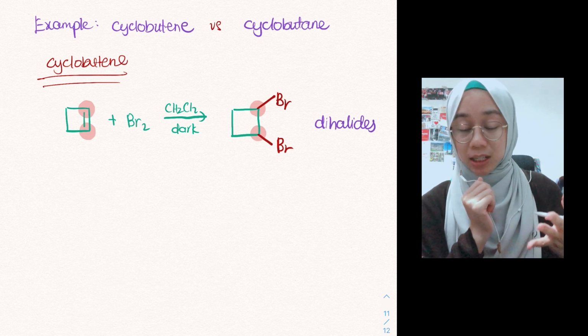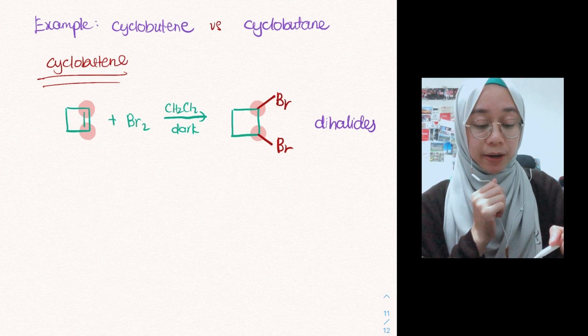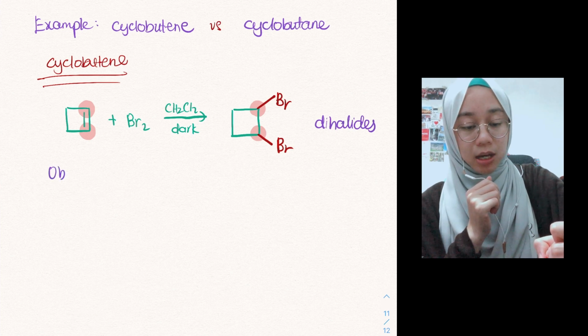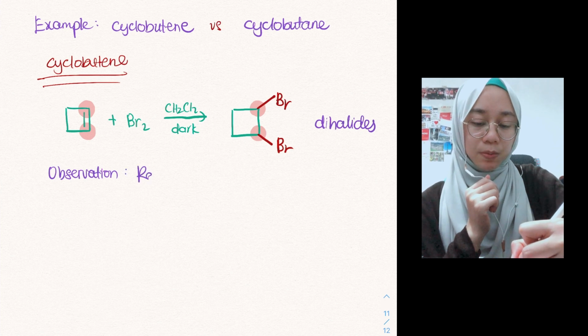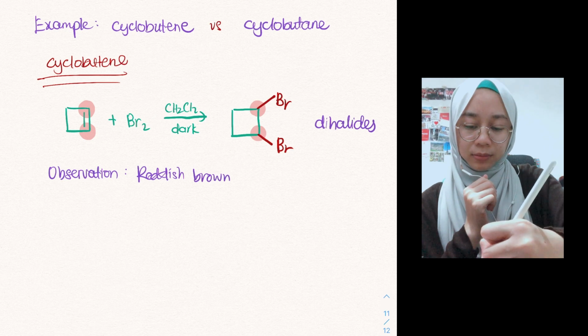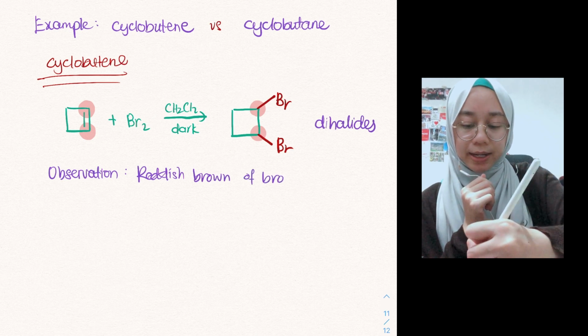So since ada reaction class, so adakah warna bromine yang reddish brown tadi akan berubah? Yes, of course. Okay? So the observation for this one would be reddish brown of bromine is decolorized.